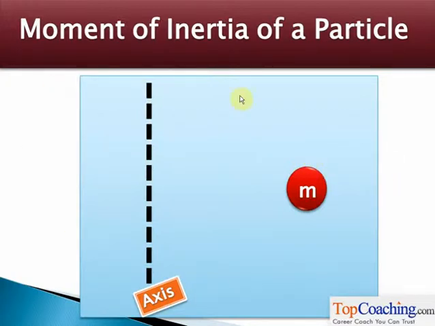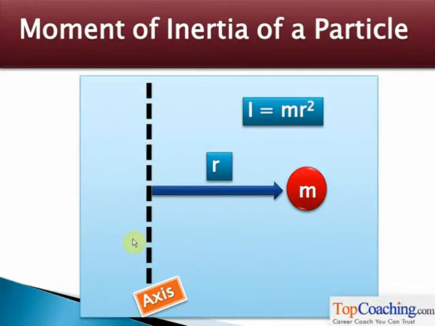So if this particle m is made to rotate around this axis such that its distance from the axis at any instant is r, then the moment of inertia of the particle will be I equal to mr². I is the symbol of moment of inertia and mr² is the magnitude of moment of inertia. Moment of inertia is not a vector quantity, so it does not have any direction. So the moment of inertia of a single particle around a fixed axis that is at a distance r from it is mr².